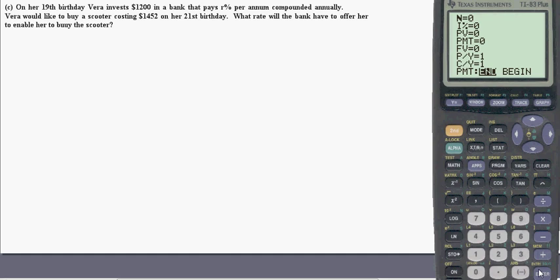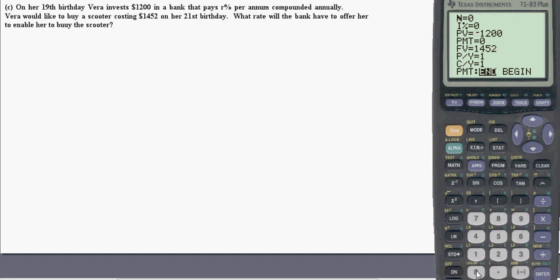Now the beauty of this is that it's going to solve for us. So it says she invests $1,200. Well, that's the present value. $1,200 is PV. Because she's giving them $1,200, you have to put this as a negative number. It's kind of a weird thing, but if you don't do it that way, it's not going to work. It's because she's putting the money up for it. Now the future value, what does she want? Well, she wants $1,452.